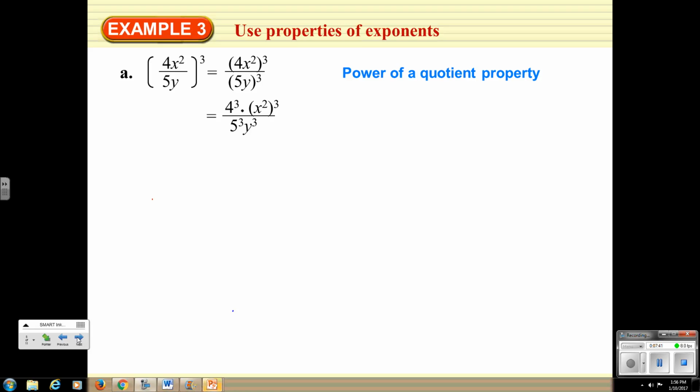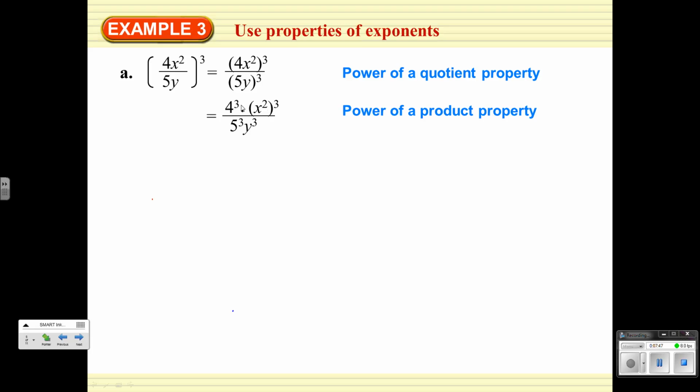I guess what we're going to do here is we're going to then just simplify. So my 4 cubed, sorry, that was my power of a product. I already said that. So now my 4 cubed becomes 64. My x squared to the third becomes x to the sixth. My 5 cubed in my denominator becomes 125. I'm just simplifying. And my y cubed just comes on down as y cubed.